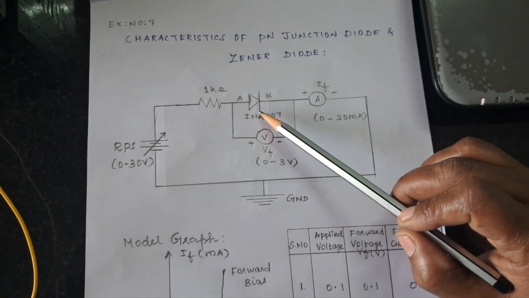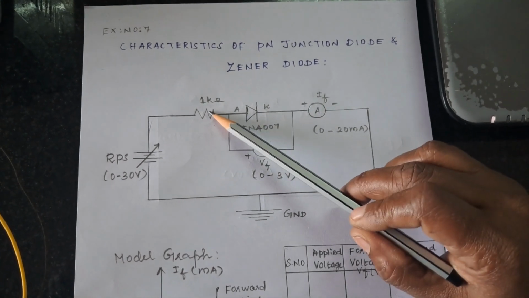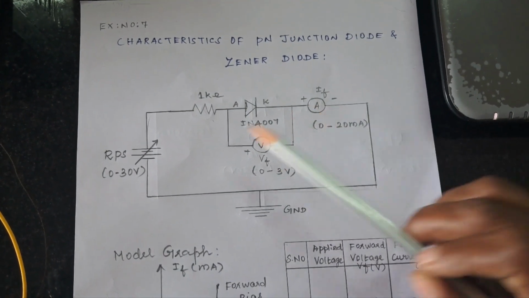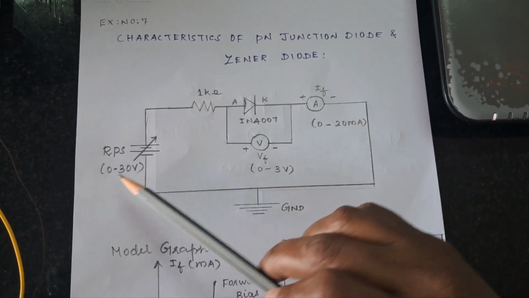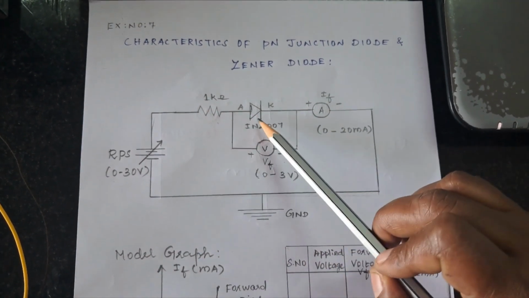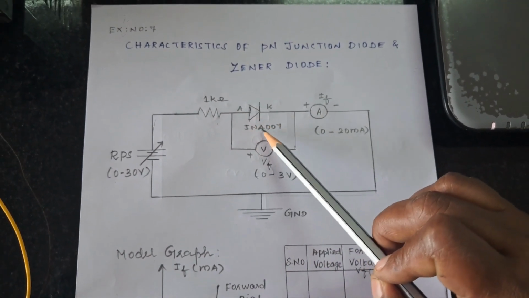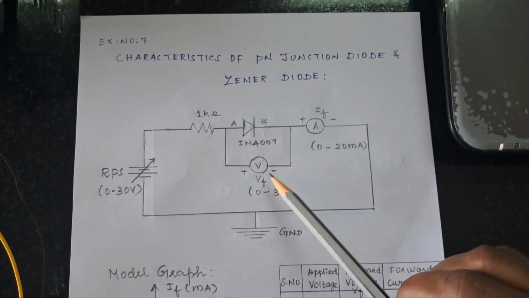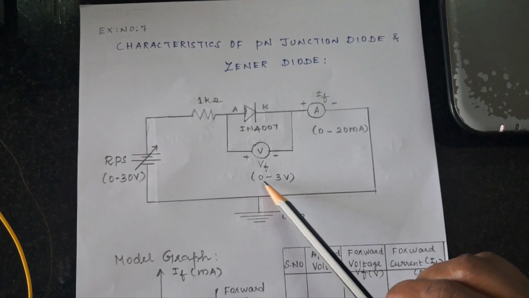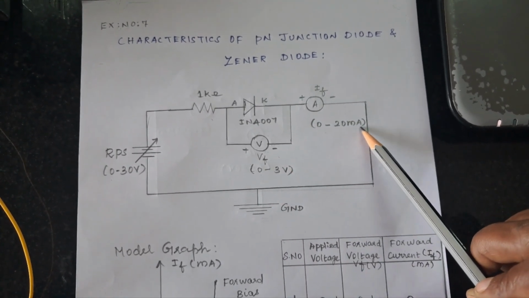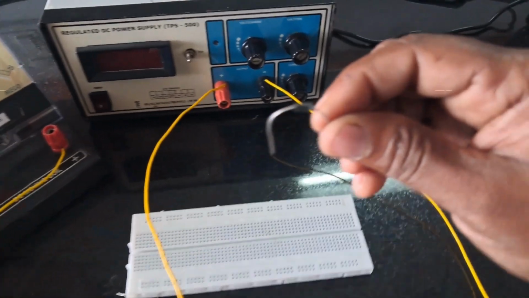We need one PN junction diode, 1 kilo ohm resistor, 1 voltmeter, 1 ammeter and 1 power supply. The supply range is 0 to 30 volt, with a 1 kilo ohm resistor. The diode has 2 terminals, one is the anode and the other is the cathode. The voltmeter is 0 to 3 volt and the ammeter is 0 to 20 milliampere. Let us see the circuit connection.